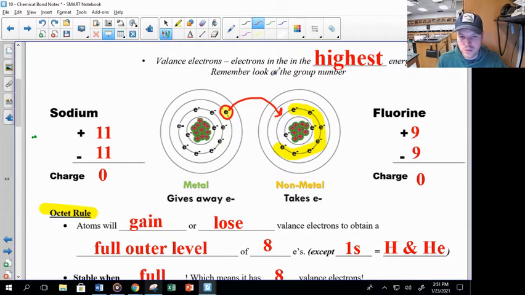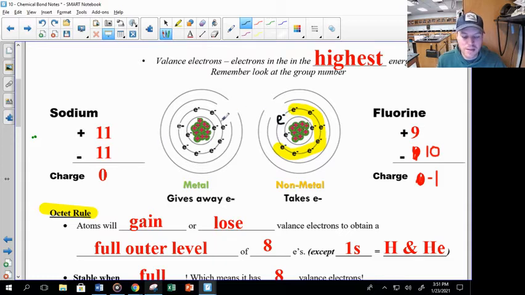So from fluorine's perspective, fluorine now has 8 valence electrons. It gained 1. And now instead of having 9 electrons total, it has 10. And if it has 10 electrons total, instead of having a charge of 0, it's actually got a charge of -1. Sodium, from its perspective, once this electron leaves, if I erase this one right here, it's over here now. On the right, I'll draw it in fluorine. There we go. There's that new electron.